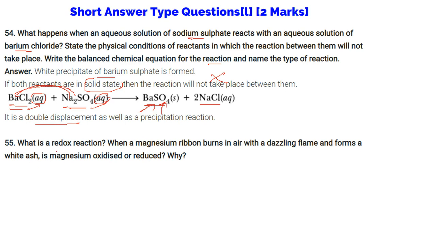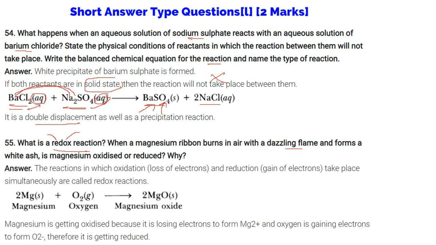What is a redox reaction? Red for reduction, ox for oxidation. When a magnesium ribbon burns in air with a dazzling flame and forms a white ash, is magnesium oxidized or reduced? Why? Now, the reactions in which oxidation, that is the loss of electrons, and reduction, that is the gain of electrons, take place at the same time, that is simultaneously, are known as redox reactions.